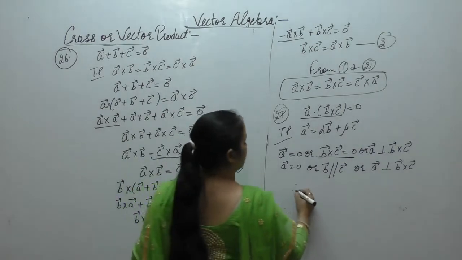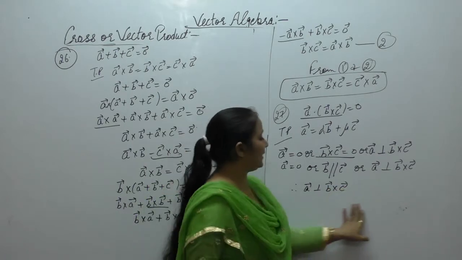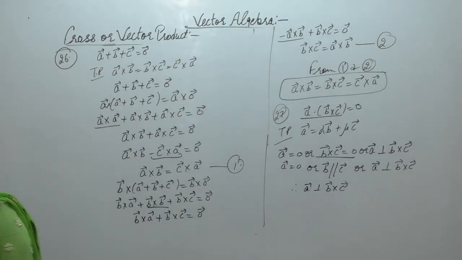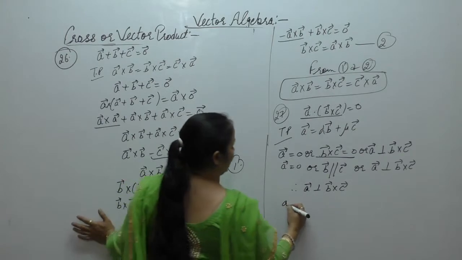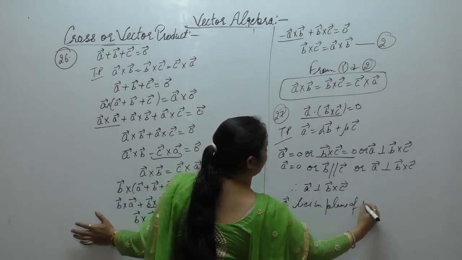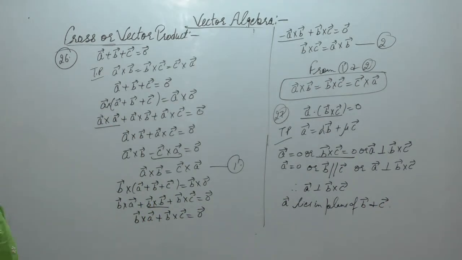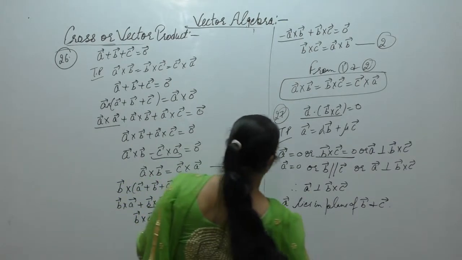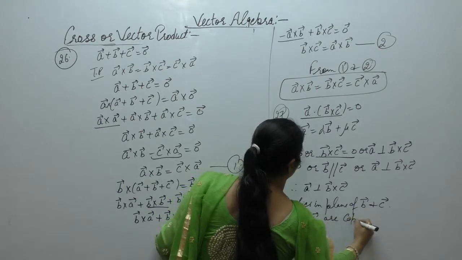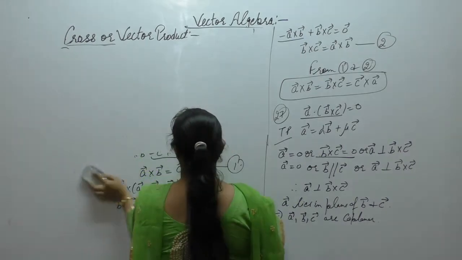Therefore, A vector is perpendicular to B cross C vector. It means A vector lies in the plane of B vector and C vector, which implies A vector, B vector, C vector are coplanar. If they lie in the same plane, it means these vectors are coplanar vectors.